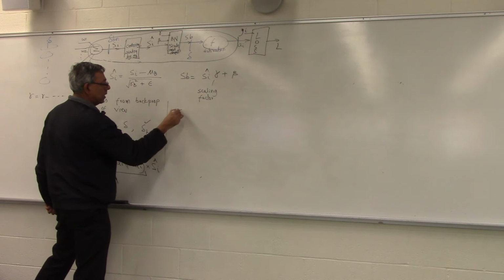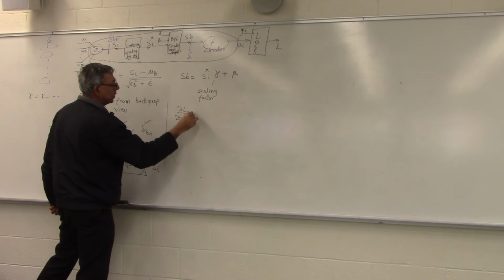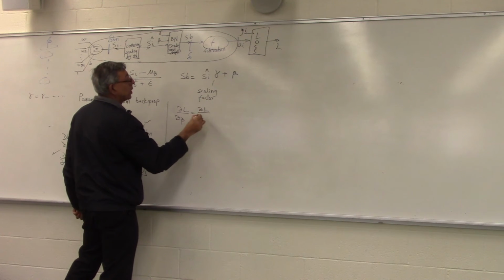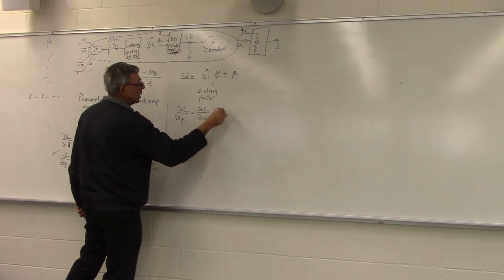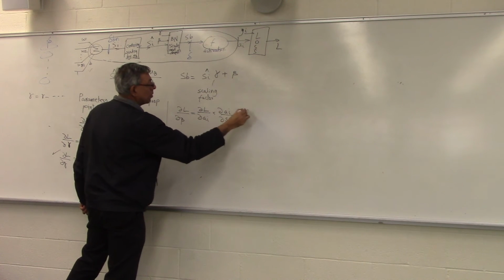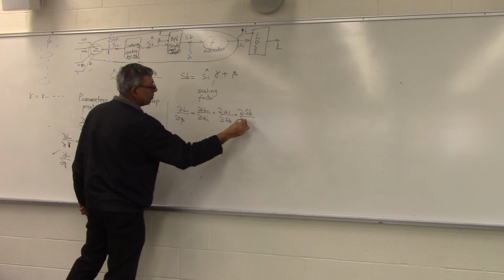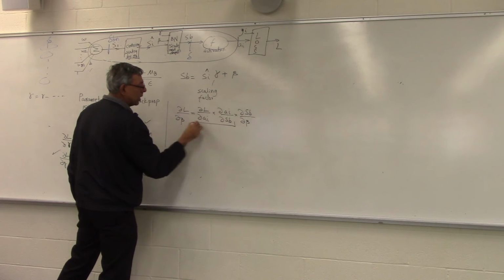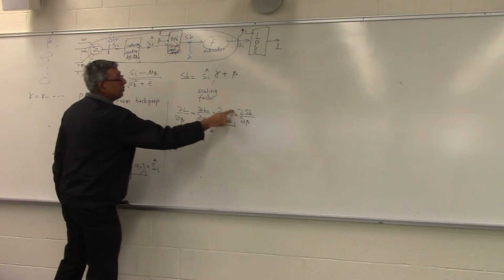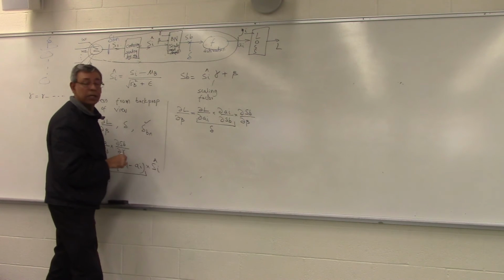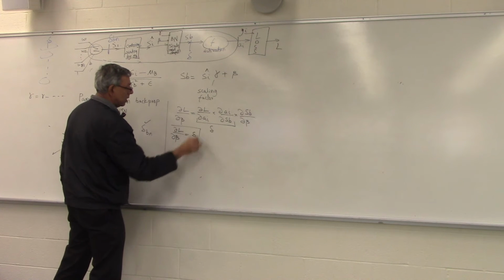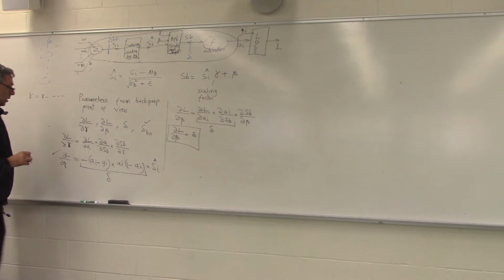Partial L over partial beta will be what? Partial L over partial AI times partial AI over partial SB, times partial SB over partial beta. This we already know as delta. Partial SB over partial beta is just 1. So what is partial L over partial beta? It is delta.